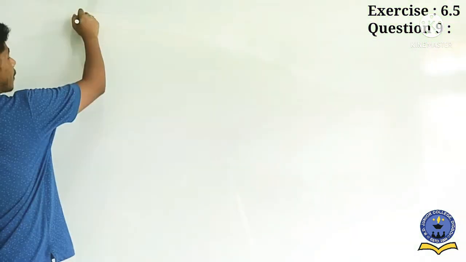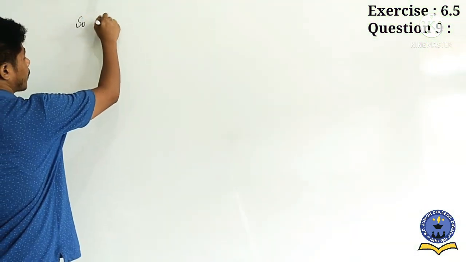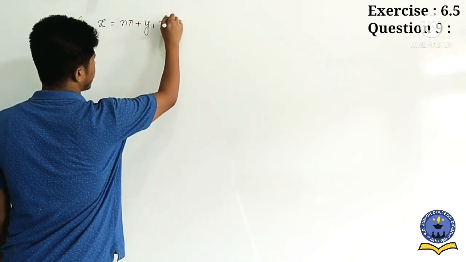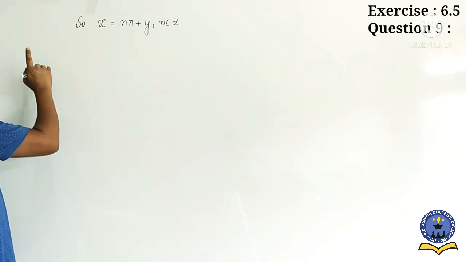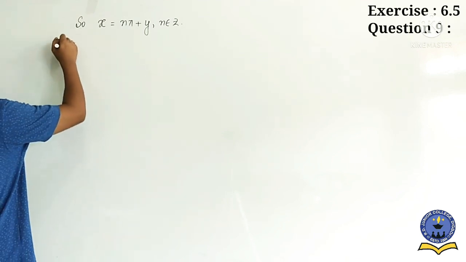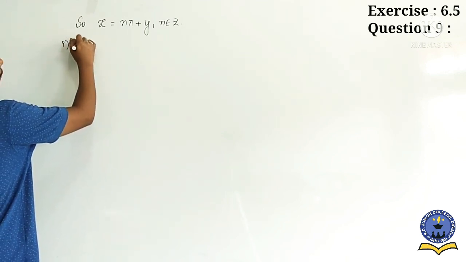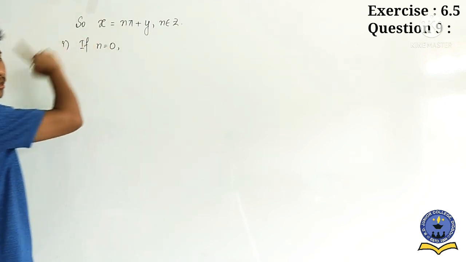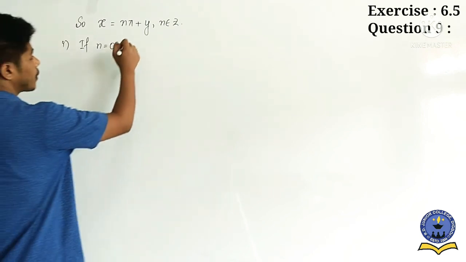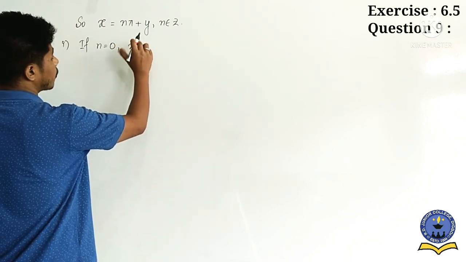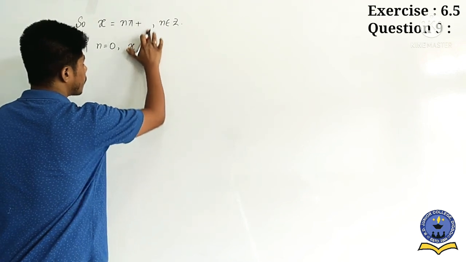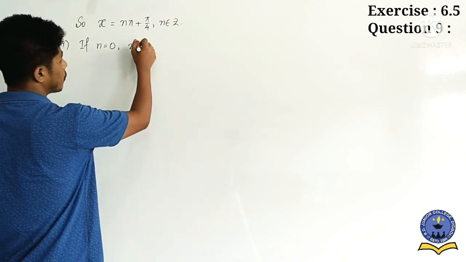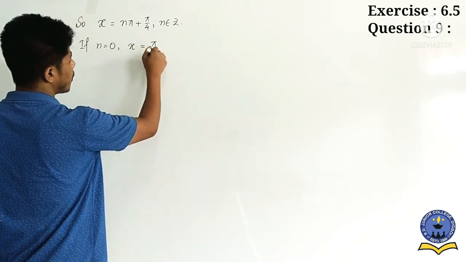Is it clear? So the general formula we get is x equals n pi plus y, where n belongs to Z. One by one, we calculate the critical points. The first one: if n equals 0, then in place of n we put 0, and we get x equal to y, which here is pi by 4. So if we put n equals 0, simply x equal to pi by 4 remains.